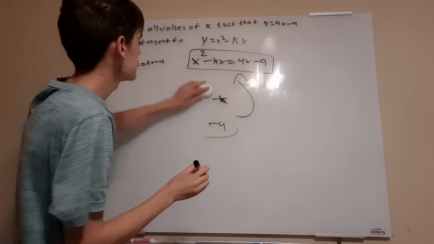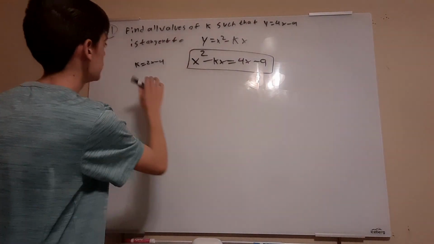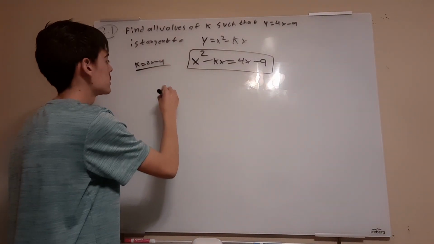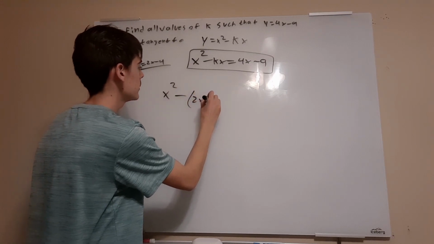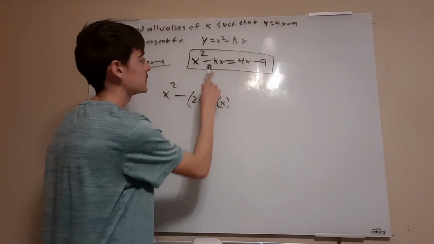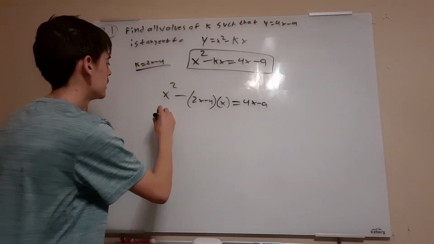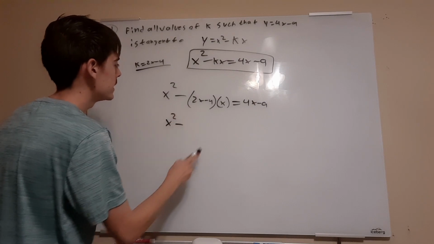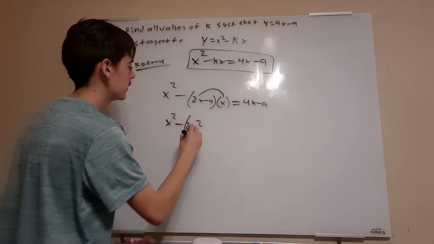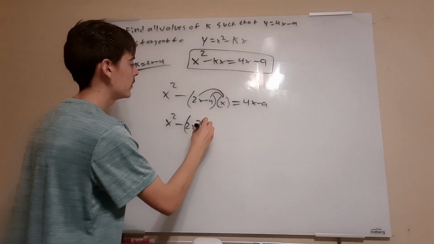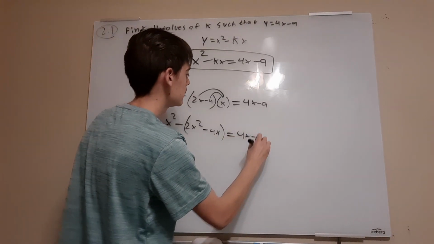Now let me clear some space on the board right here. Let's start rewriting this, but actually plugging in k equals 2x minus 4. So x squared is the same, minus, here's where we're plugging in k, so 2x minus 4, multiplied by x, because we had kx, and that's still equal to 4x minus 9. Now if we simplify this, x squared minus, if we distribute this x in here, that will be a 2x squared. And if we distribute the x in here, that will be a minus 4x. And that will still equal 4x minus 9.